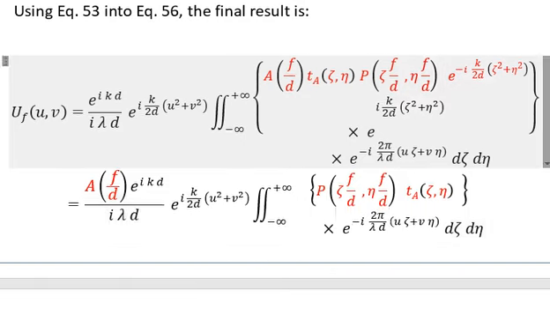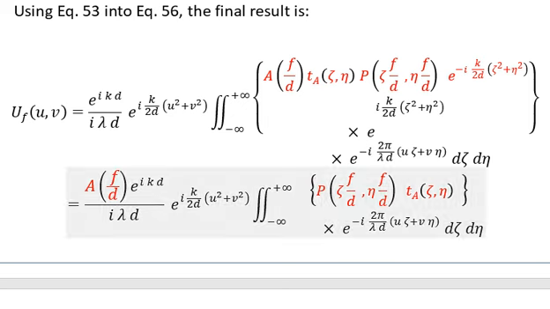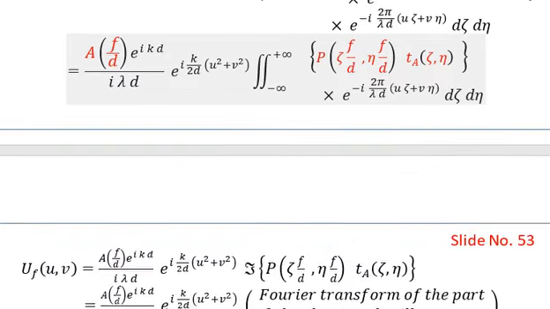Now we are writing these in greater detail. We have taken a over f into d outside the integral, as shown in red, and within the curly bracket we have left only two terms: the pupil function and the amplitude transmittance as a function of zeta and eta, and of course this is the Fourier integral. Here you will notice that p is also dependent upon the zeta and eta coordinates. Okay, now let's proceed further.